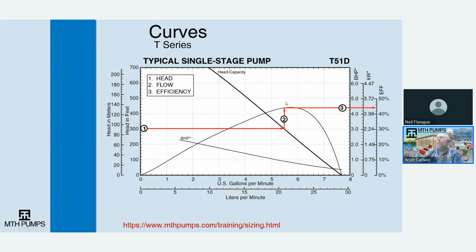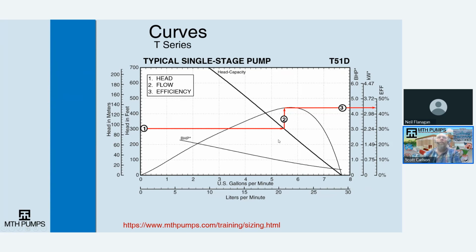When you want to look at what the efficiency rating is, you would do similar to the brake horsepower. You would go over from the 300 feet of head. You would go straight up to the efficiency curve, and then you would go over to the efficiency table here, and you would see that this pump is going to be running at about 44% efficiency.